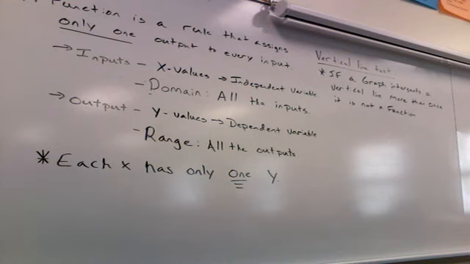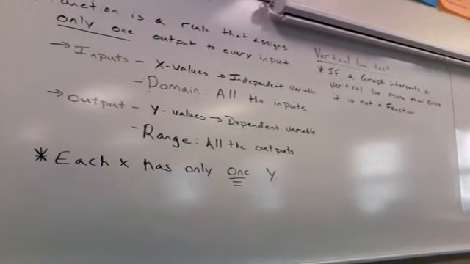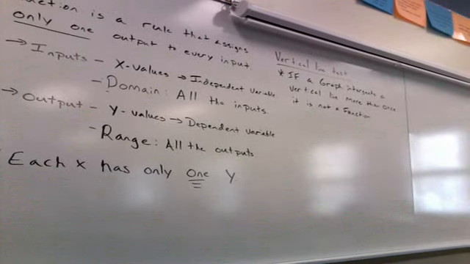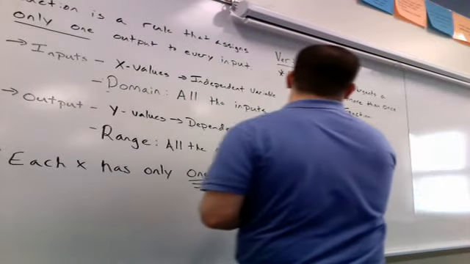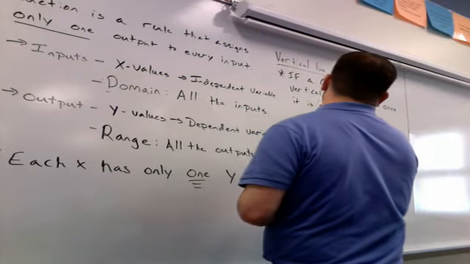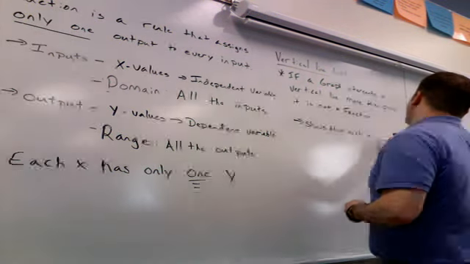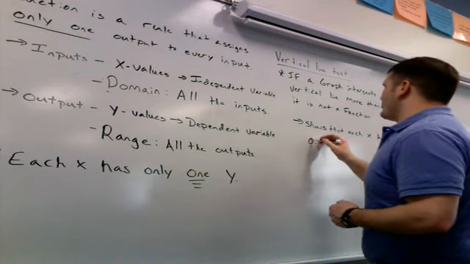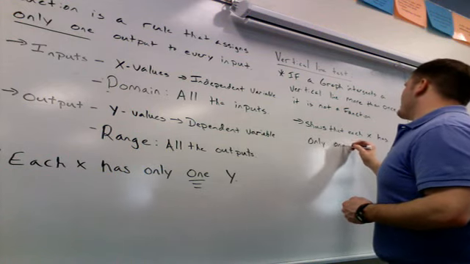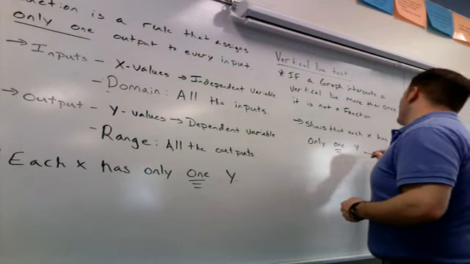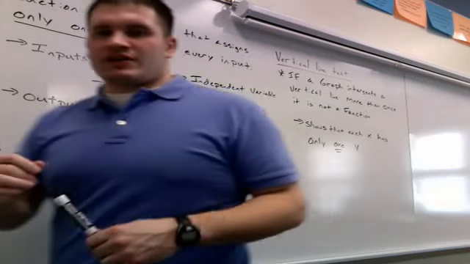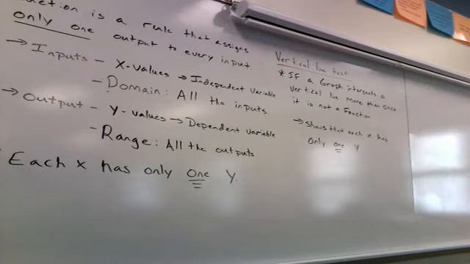Okay, why does this work? Why does the vertical line test work? It shows that each x has how many y's? 1. Okay. This shows that each x has only 1 y. Shows that each x has only 1 y.